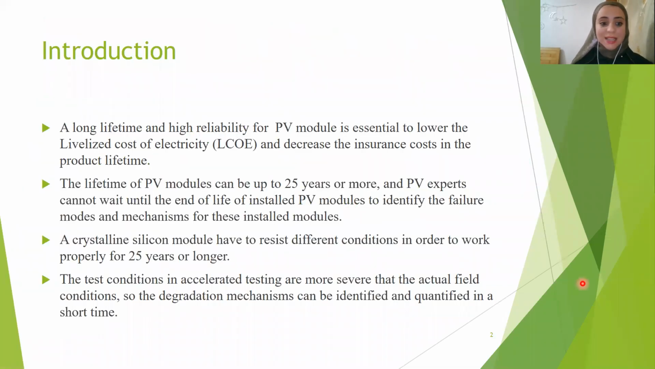As an introduction, we can say that long lifetime and high reliability of PV modules is essential to lower the levelized cost of energy, the levelized cost of electricity, and decrease the insurance cost in the product lifetime. The lifetime of the PV module can be up to 25 years or more, but the PV module has to resist different conditions in order to work properly.